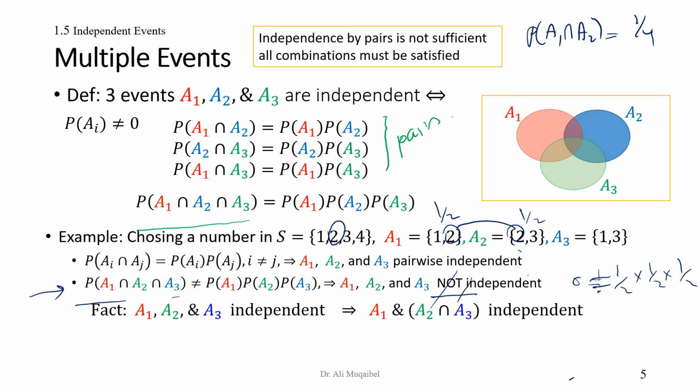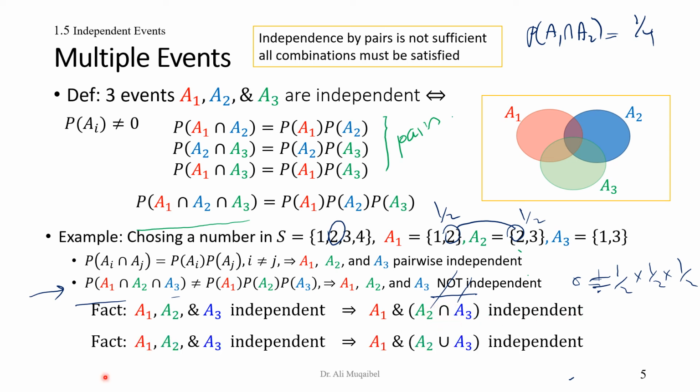Here are some facts. If A1, A2, and A3 are independent, then any combination would also hold true. For example, A1 and the intersection of A1, A2, and if there is another set defined to be the intersection, they are also going to be independent. And if they are all independent, also A1 should be independent of the union. Any combination you come up with, they will be independent from each other.